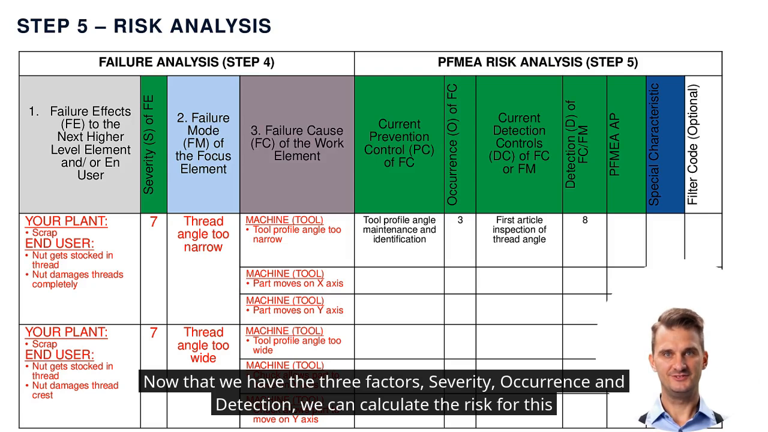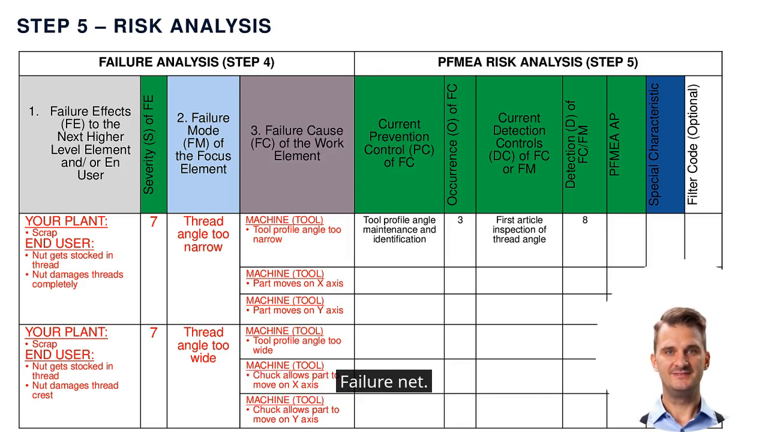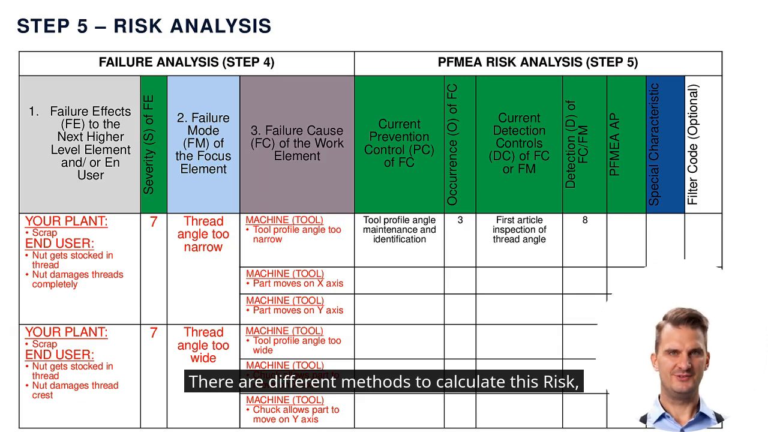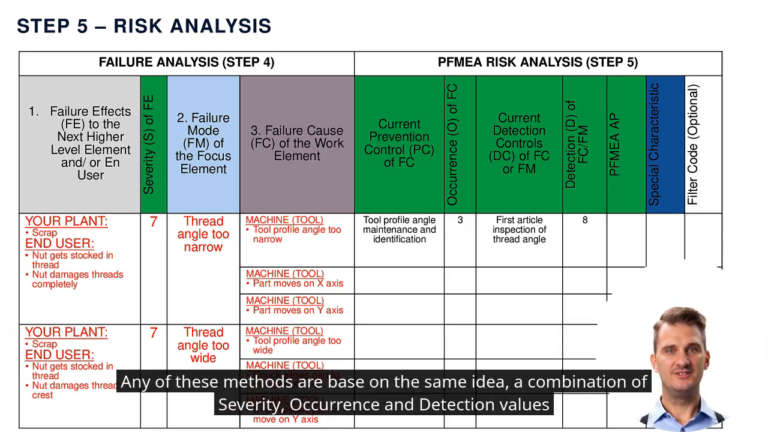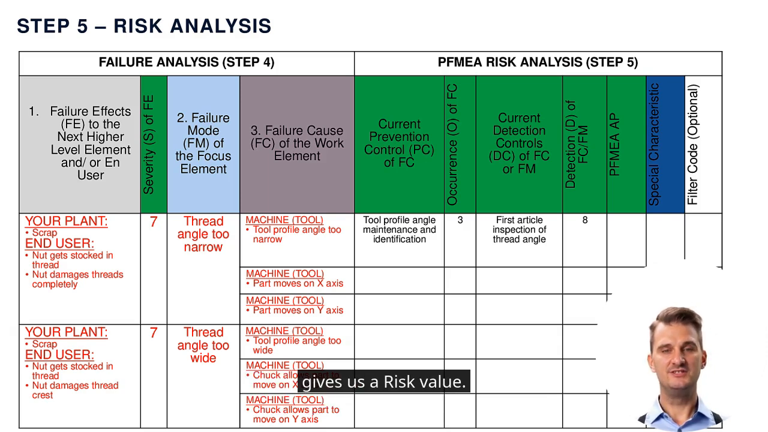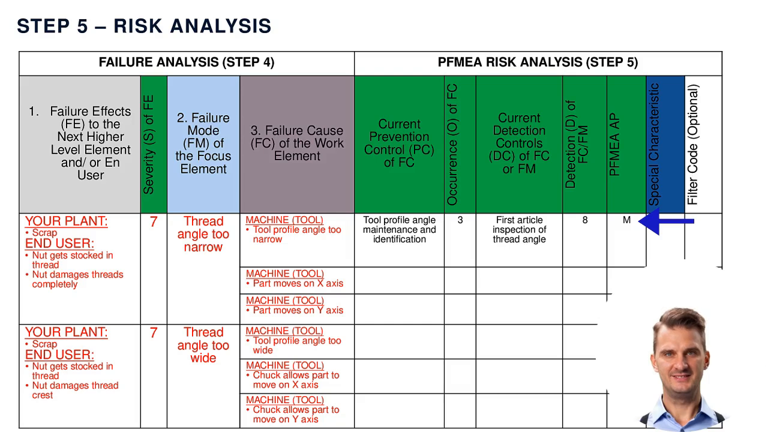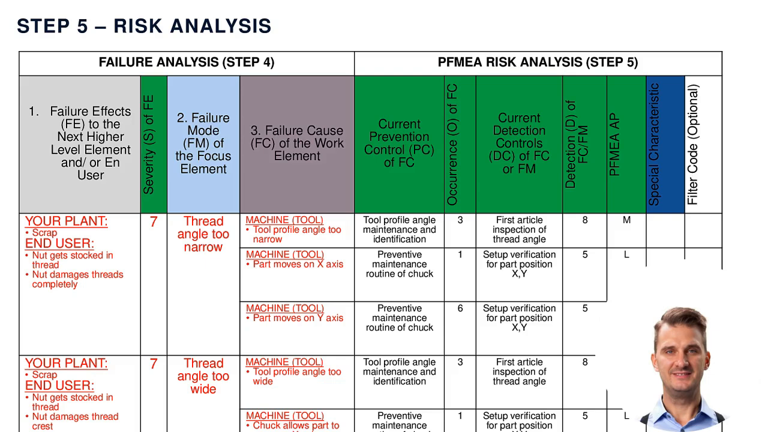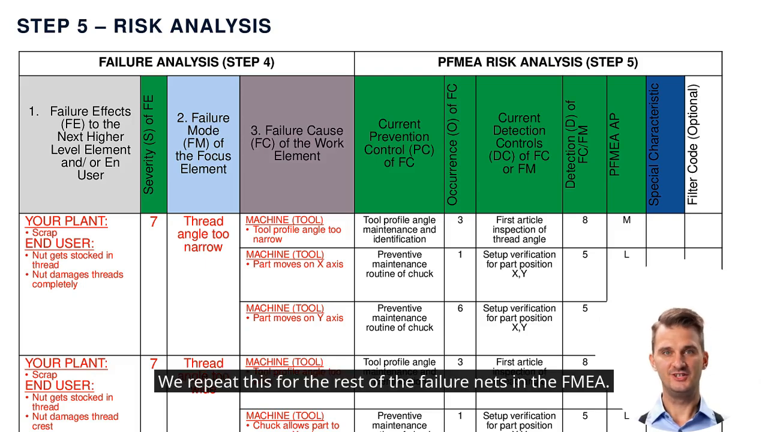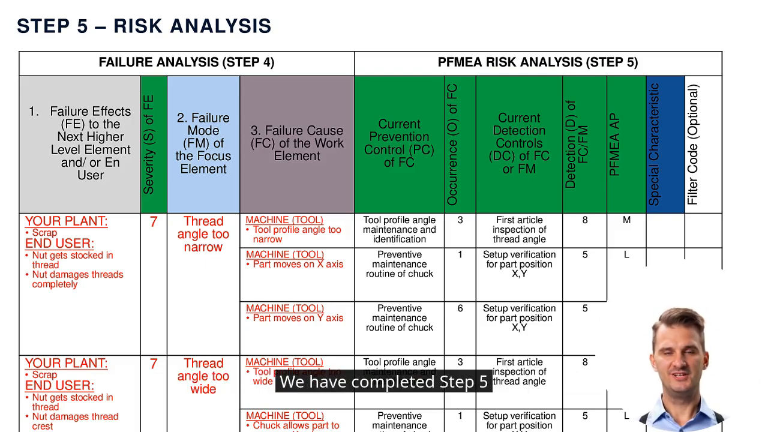Now that we have the 3 factors, severity, occurrence, and detection, we can calculate the risk for this failure net. There are different methods to calculate this risk. For this example, I am using the action priority or AP approach. There are other methods like the risk priority number, RPN. Any of these methods are based on the same idea. A combination of severity, occurrence, and detection values gives us a risk value. In our example, the risk value for this failure net is medium. We repeat this for the rest of the failure nets in the FMEA. We have completed Step 5.